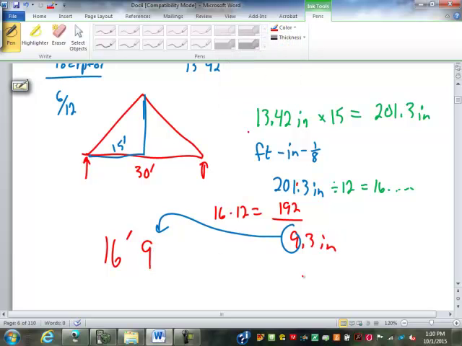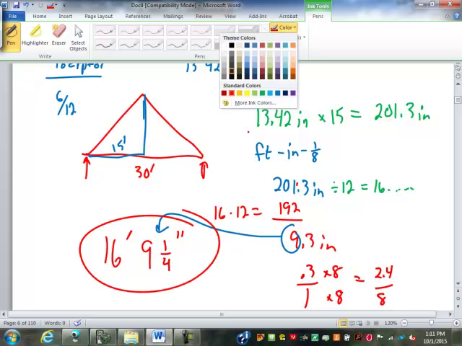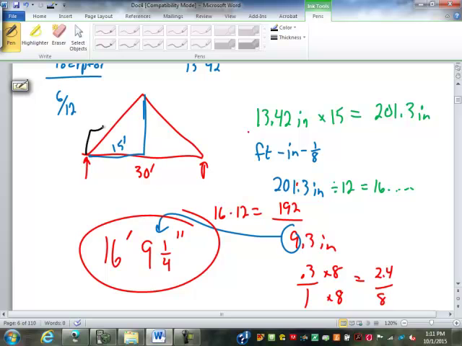We've got to take that 0.3 and turn it into eighths. Remember how we do that? We put it over 1. Right now it's a denominator of 1. We want it to have a denominator of 8. So 0.3 times 8 is 2.4. 1 times 8 is 8. 2.4 over 8 is between 2 eighths and 3 eighths. Which one's it closer to? 2 eighths. So that would be 1/4. So that's 16 feet, 9 1/4 inches. That's the length of my common rafter.